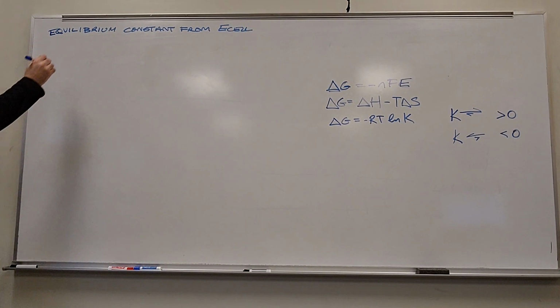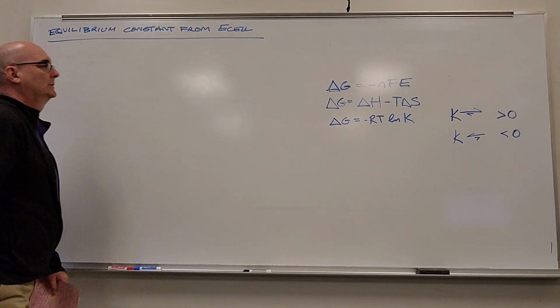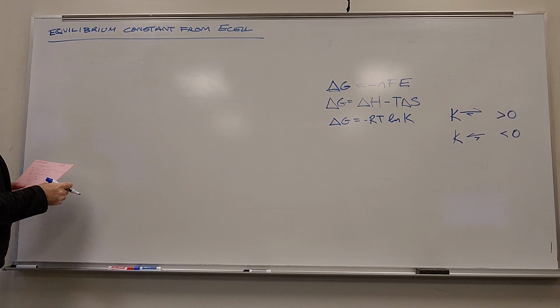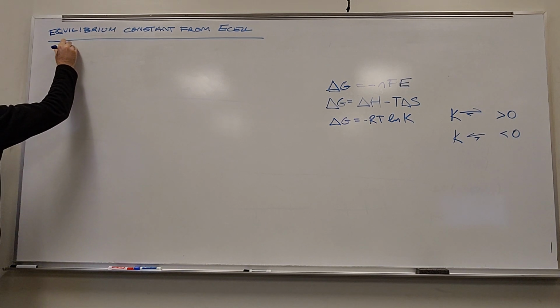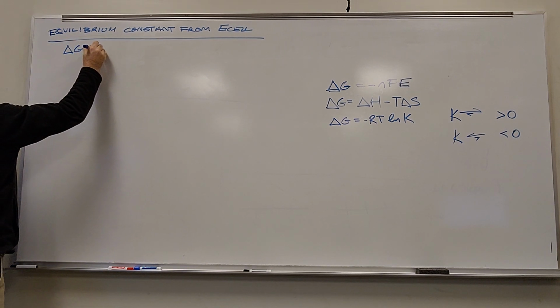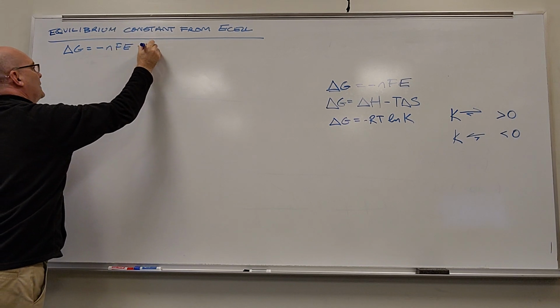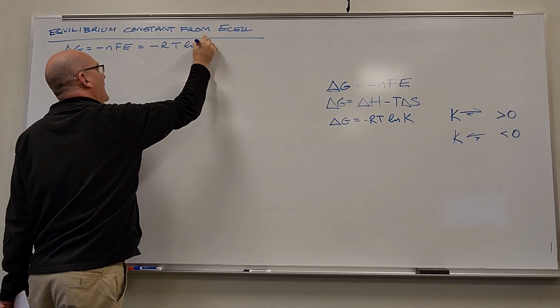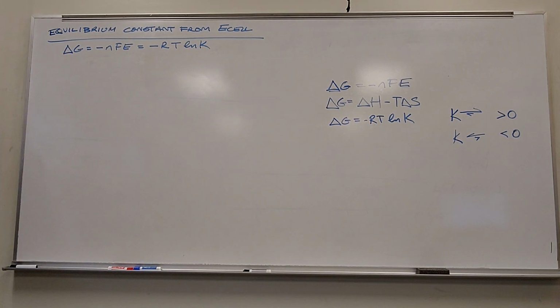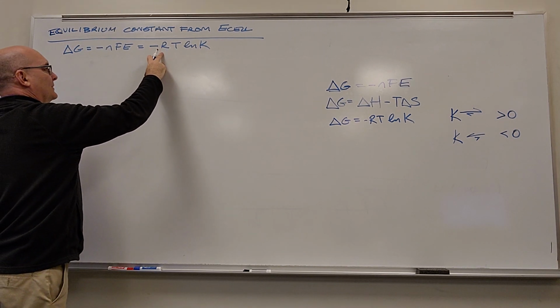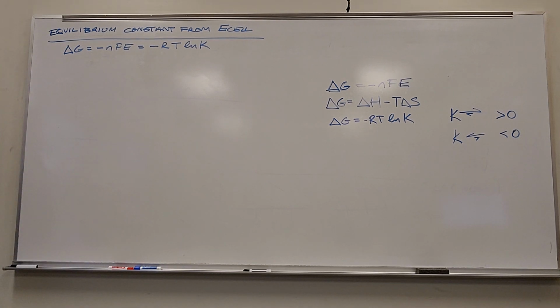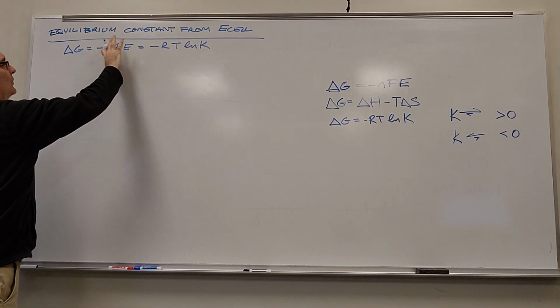Let's use cell potential to calculate the value of K. Delta G equals minus nFE, which equals minus RT ln K. If you move things around a bit, I've got a constant and a constant and a constant, and then this log, which takes us to half of what the Nernst equation was in the first place. So I want to have E on one side, and then move all of that over.